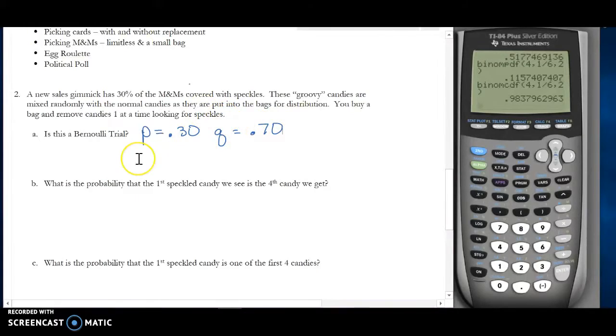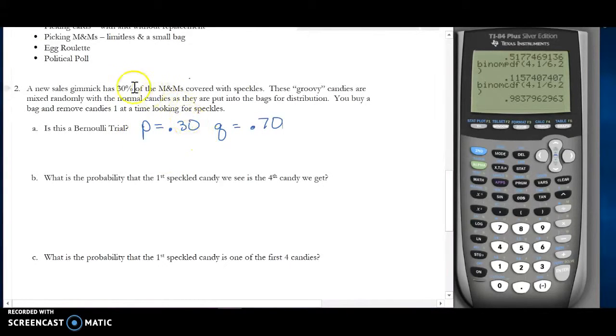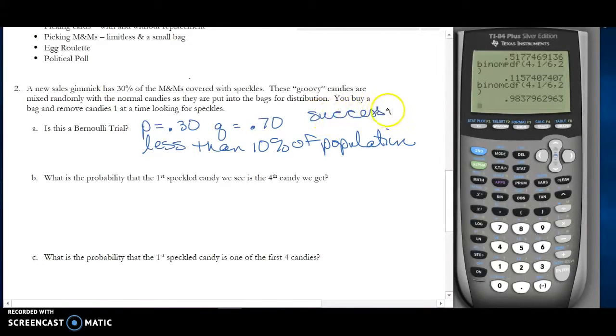And then the next one, what was the next thing we had to check? Is it constant? Yes, even though we have a small bag, 30% is the whole population, so it is constant. And then the last one, is it independent? Well, we're looking at less than 10% of the population, so we should be good. And I forgot to say that yes, success is constant. So you can write it in complete sentences or you can make a little bulleted list.